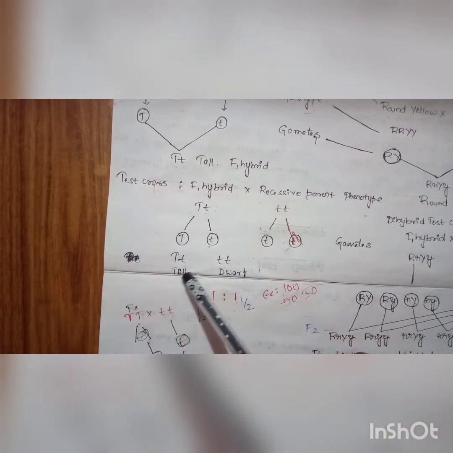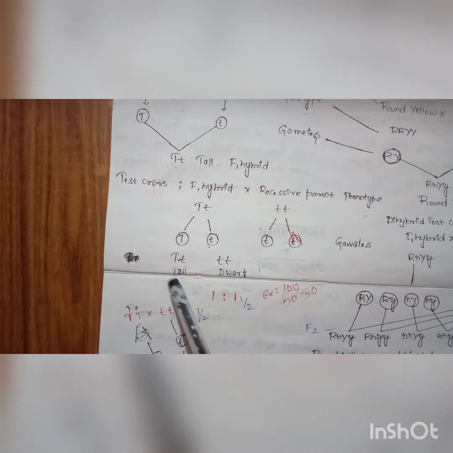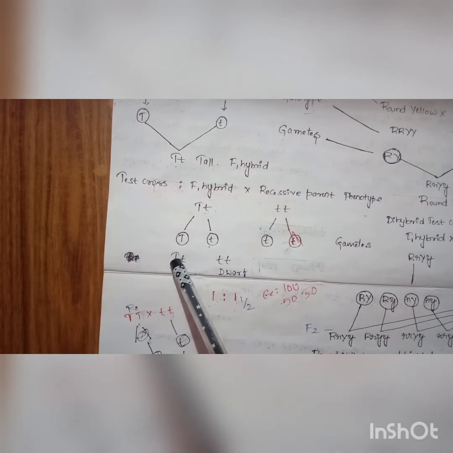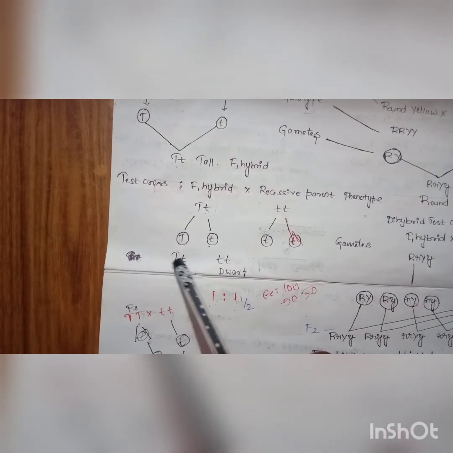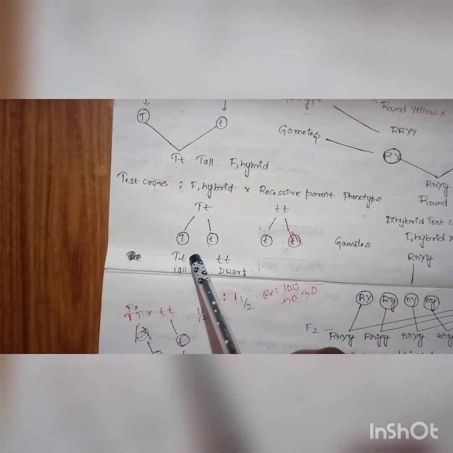So one is heterozygous dominant and another one is recessive. That means 1:1. Observe the phenotype. One is tall and another one is dwarf. Observe the genotype. One is homozygous dwarf and another one is heterozygous tall. So the monohybrid test cross phenotypic ratio is 1:1 and genotypic ratio is also 1:1.